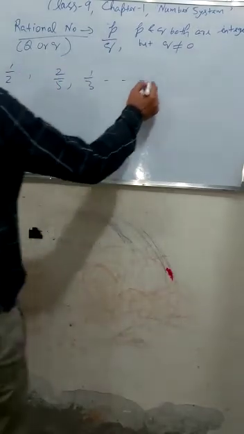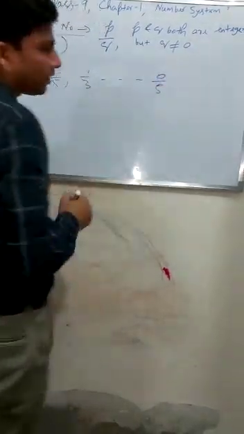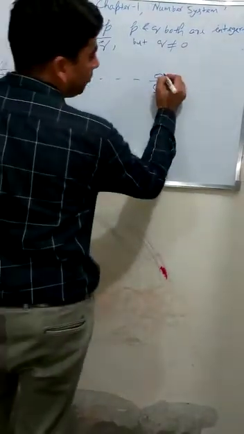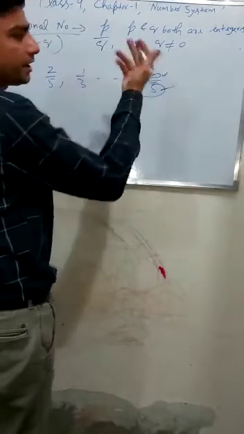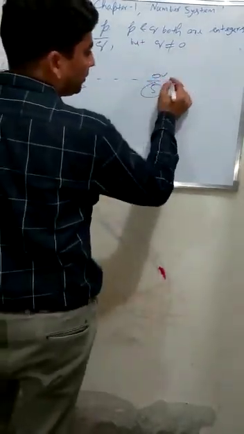Okay, can we say 0 upon 5 is a rational number? Yes. Why? Because the numerator and denominator both are integers. The denominator is not 0. The numerator can be 0. So we can say 0 upon 5, that means 0, is a rational number.